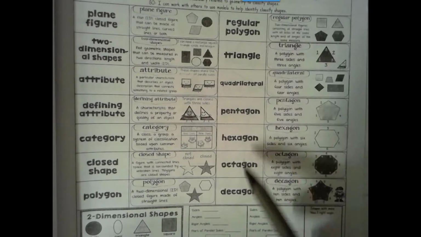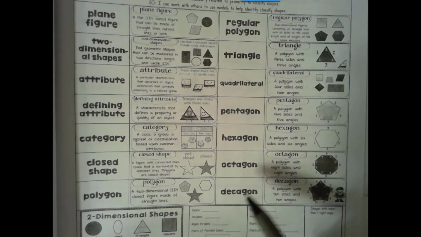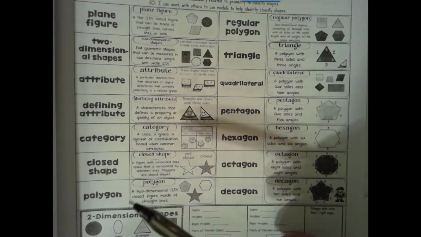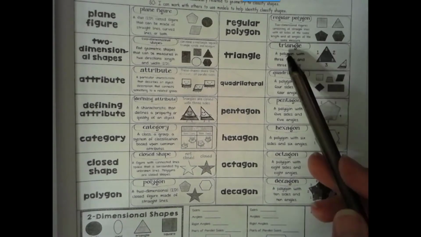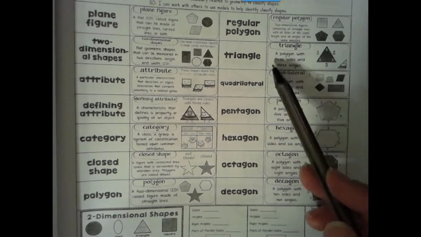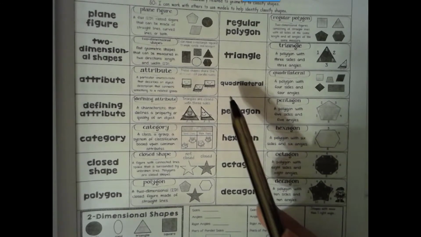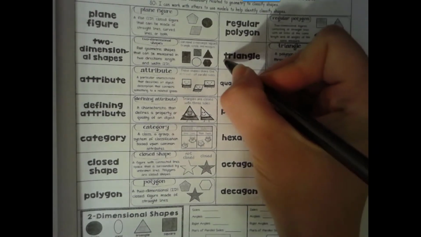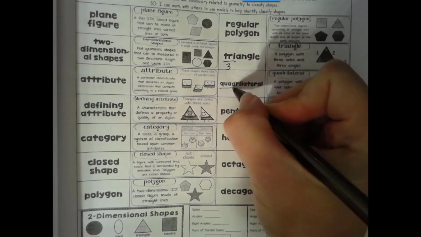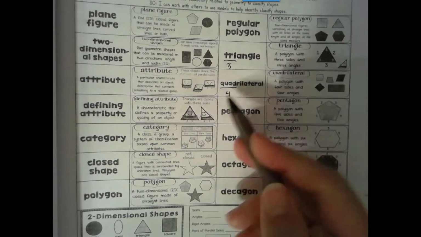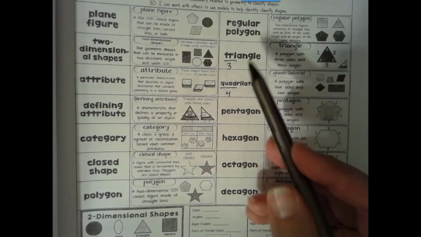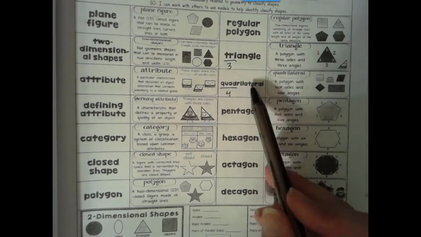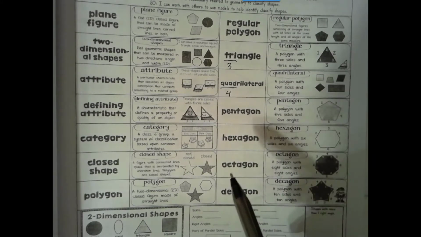Okay, so now we're getting into naming different shapes by the defining attribute of how many sides they have. A triangle is a polygon with three sides and three angles. Quadrilateral, well, quad means four. Tri means three. Quad means four. So a quadrilateral is a polygon with four sides and four angles.